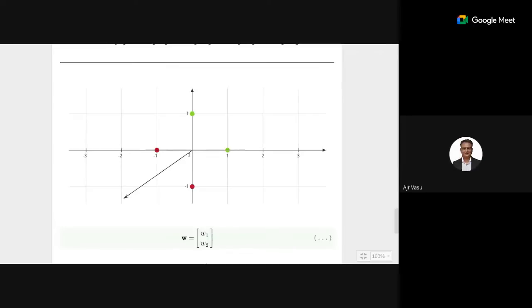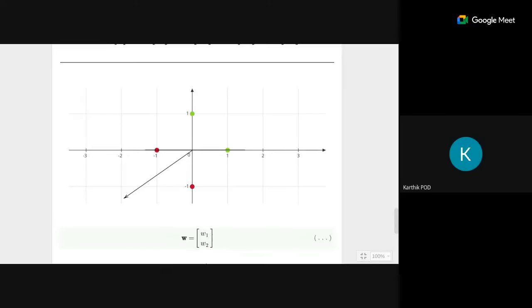So for minus 1, 0, we'll get positive, and for 0, minus 1, we'll get positive. But geometrically, it's still classifying. It's just that the value you're getting, W transpose X, is positive. Hence, by the equation we classify it as positive, but geometrically, it's still doing the job, right? Yeah, geometrically, it's still classifying.